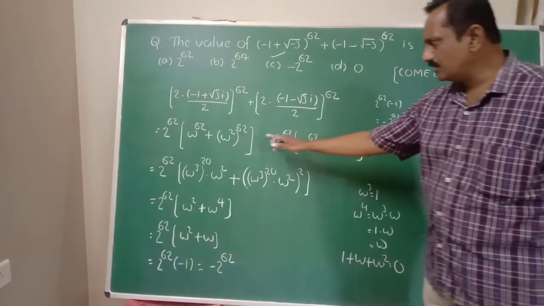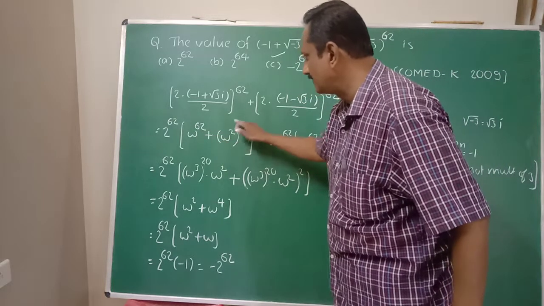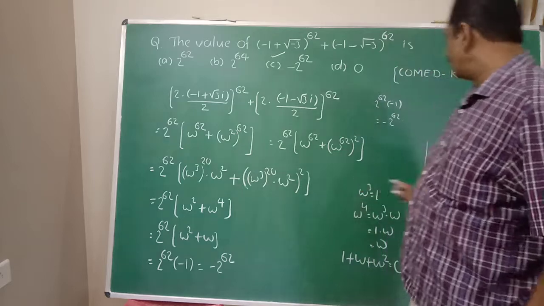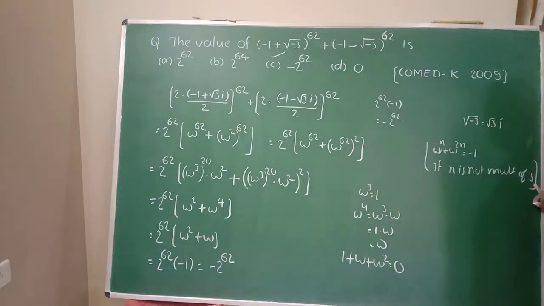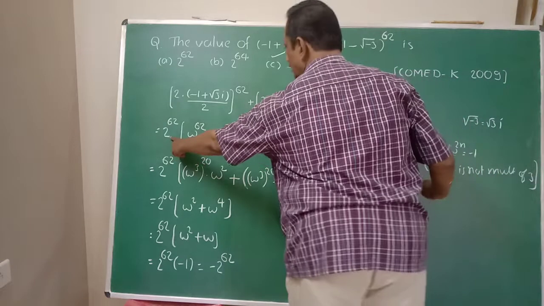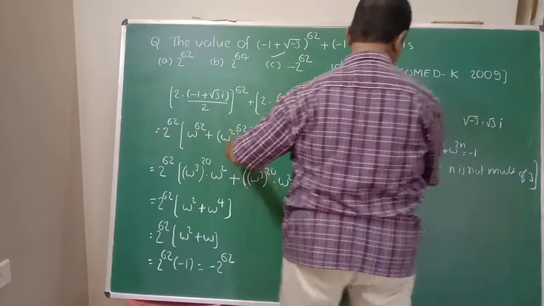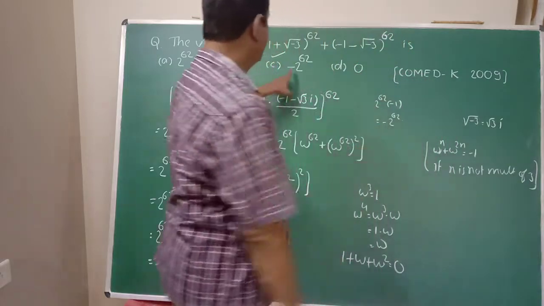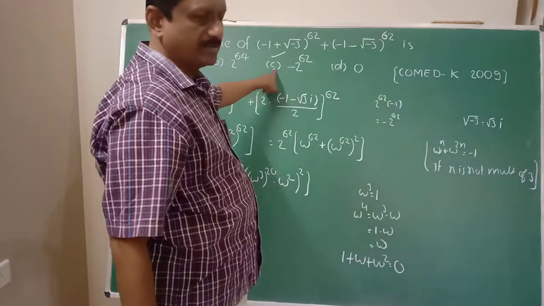Even here also, you can take this one as minus 1, because 62 is not a multiple of 3. So here 2 raised to 62 into this becomes minus 1, minus 1 into this, minus 2 raised to 62. C is the correct option here.